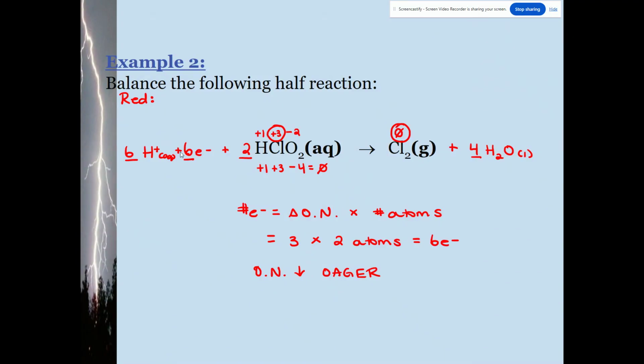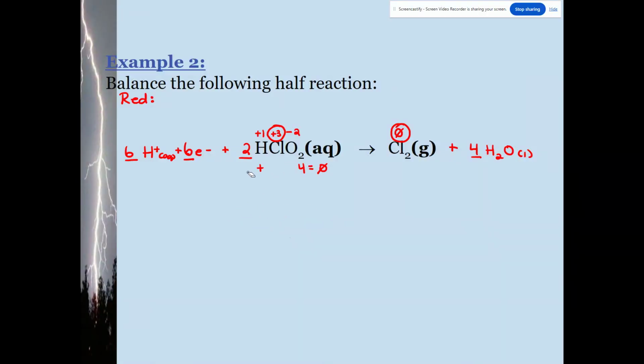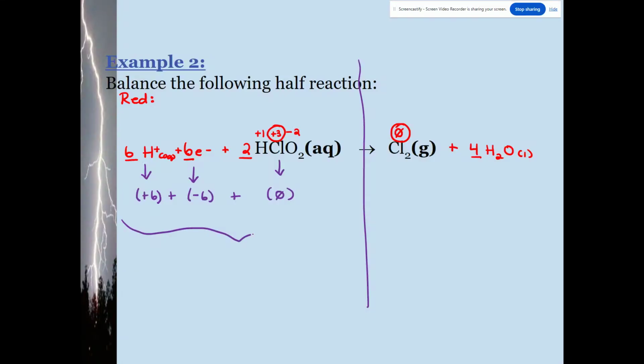Okay? So now to do the check and make sure that we have proper balanced net charges on each side, I'll use purple again. I have 6 hydrogens, so they're going to contribute 6 positive. I have 6 electrons, they're going to contribute negative 6, and this is a compound with no net charge. So plus 6, negative 6, and 0 add up to 0. So the product side also needs to add up to 0.